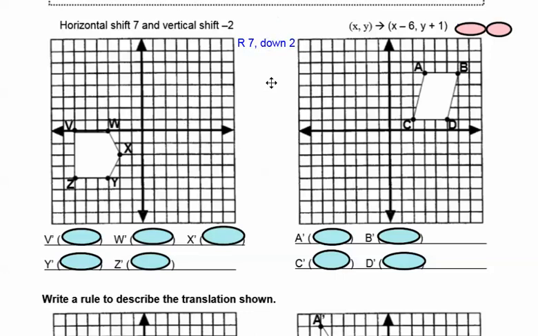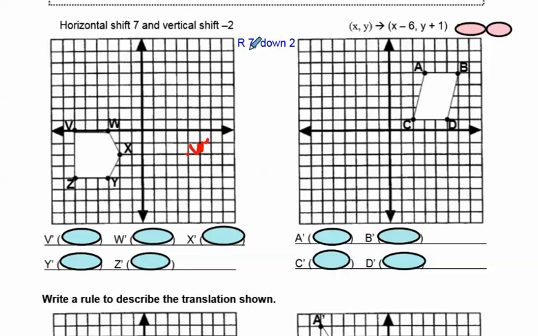Now, to move this entire thing, you're going to move each point individually, each point separately. So let's look at W. I'm going to move to the right 7 and then down 2. So 1, 2, 3, 4, 5, 6, 7, and then down 2. And we're going to call that W prime.